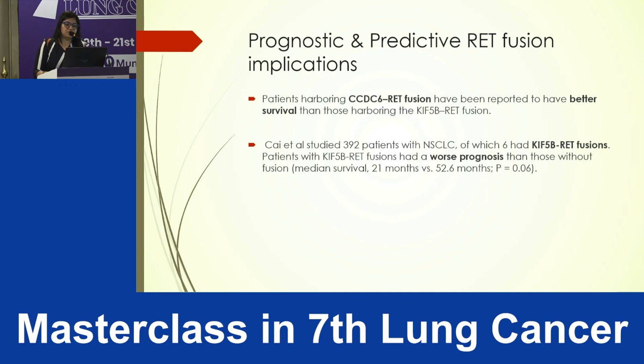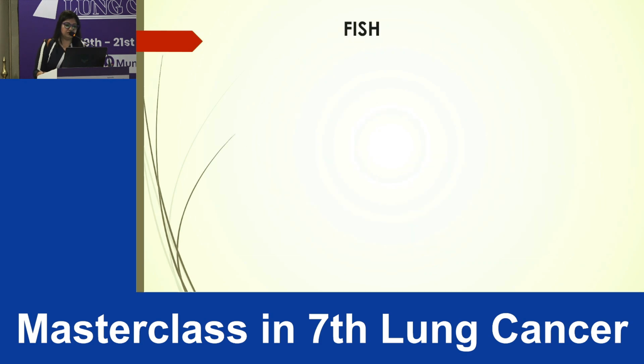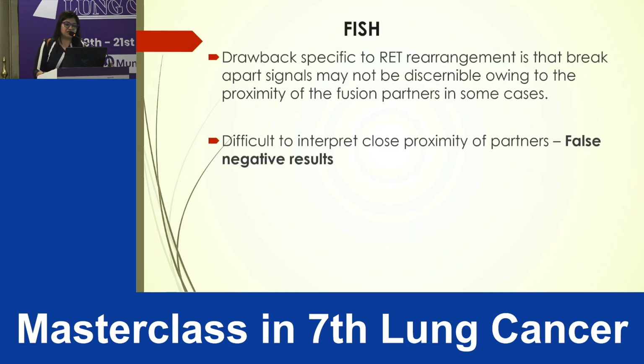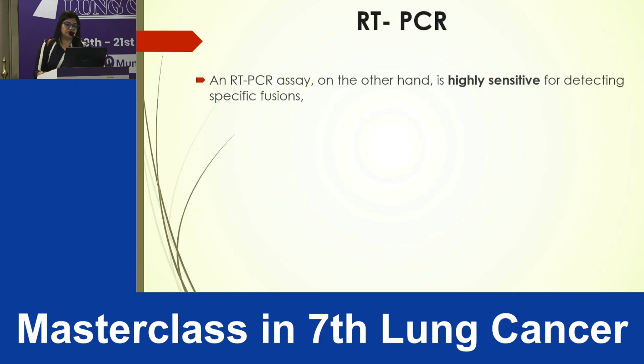Also, there are some prognostic implications with the fusion partners. In FISH, you just know whether the RET gene is rearranged or not. You will not get to know what the fusion partners are. So there is some literature on good prognosis with the CCDC6-RET fusion partner and worse with the other one. So FISH has this drawback, and that is why it is also not applied in a diagnostic setting.